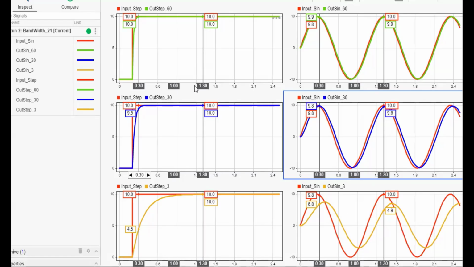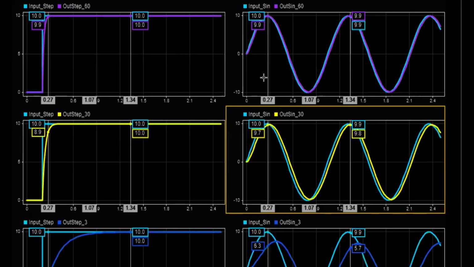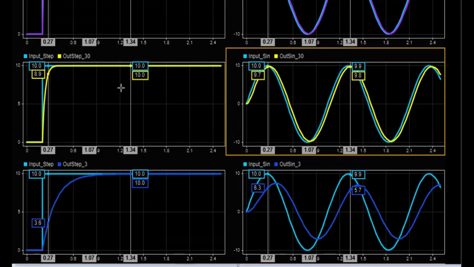If you don't see it well, let me copy the plots and put them in Paint. So I have copied the plots and inverted the colors so that they can be seen. See, it's clear that the first one is the best because the bandwidth is much higher, 10 times my input frequency. The second one is better, but the third one is the worst.